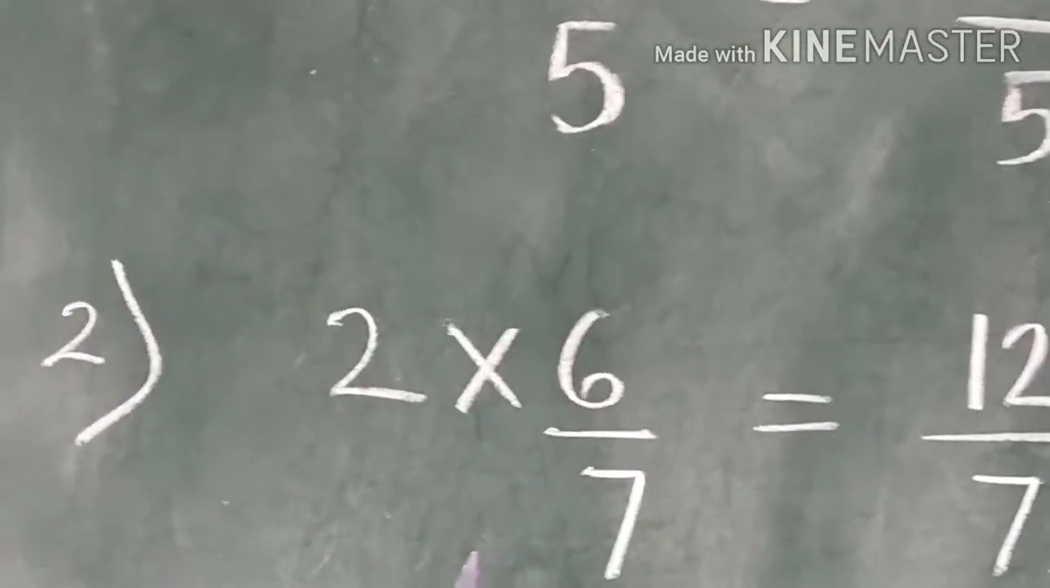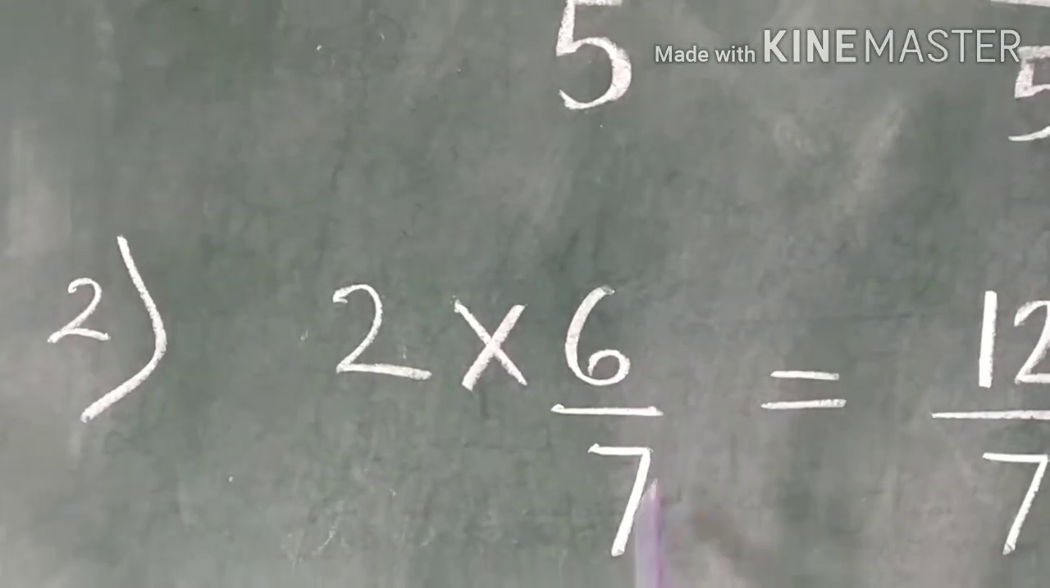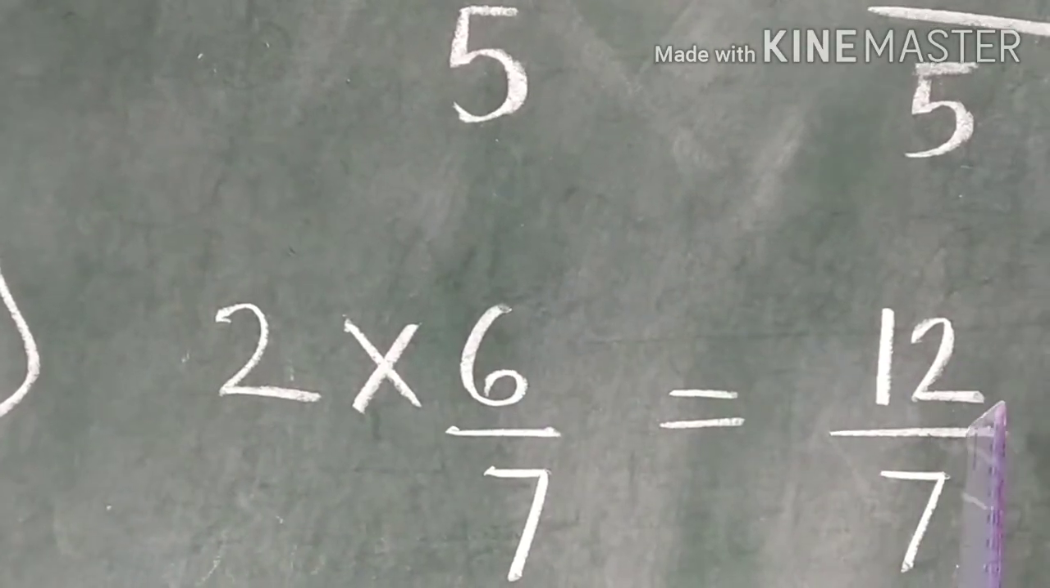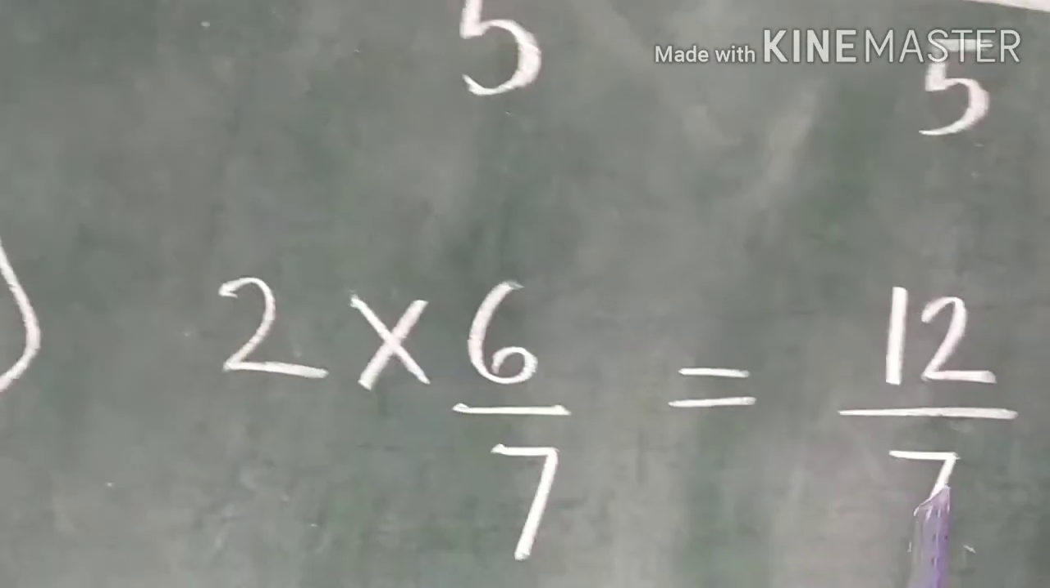Let us take one more example. 2 into 6 by 7. Similarly, 2 into 6 is 12. 7 keep as it is.